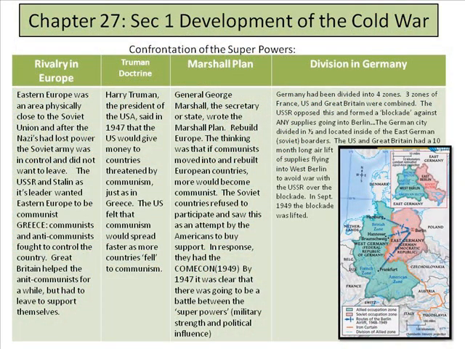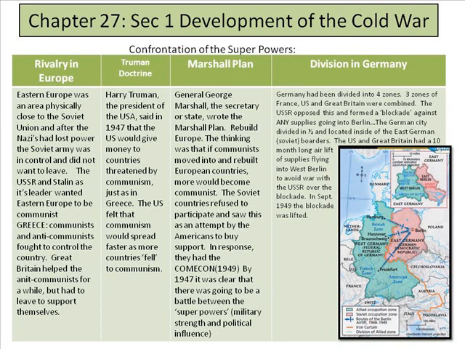So, if you look at this particular page, you'll see that we look at the sections of confrontation of the Soviet powers found in Section 1: rivalry in Europe, Truman Doctrine, Marshall Plan, division in Germany. And of course, the rivalry in Europe: Eastern Europe was an area physically close to the Soviet Union, and after the Nazis had lost power, the Soviet army was in control and did not want to leave. The USSR and Stalin, as its leader, wanted Eastern Europe to be communist.